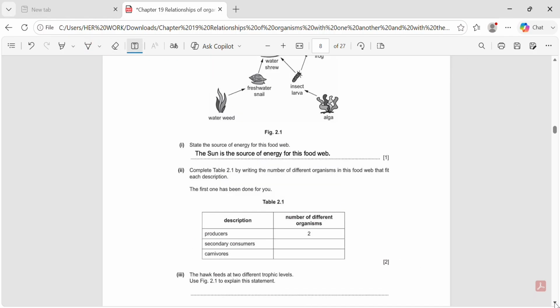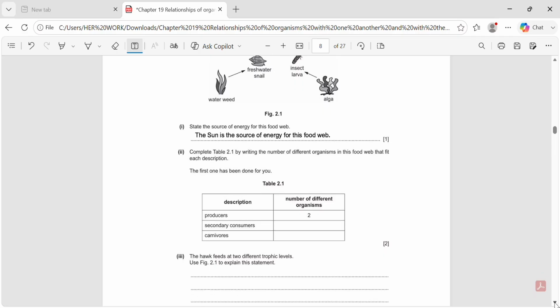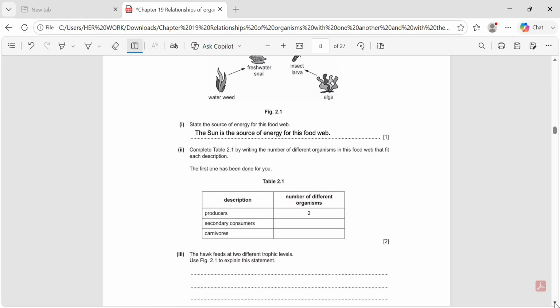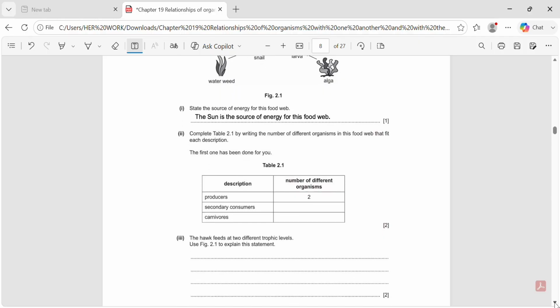Next, the part asks, complete table 2.1 by writing the number of different organisms in this food web that fit each description. To answer this, carefully identify the organisms in the food web. The producers have already been given as 2. Then count the organisms that feed on primary consumers to determine the number of secondary consumers. After that, count all the organisms that feed on other animals to determine the number of carnivores. So the answers we write are, secondary consumers are 2 and carnivores 4.